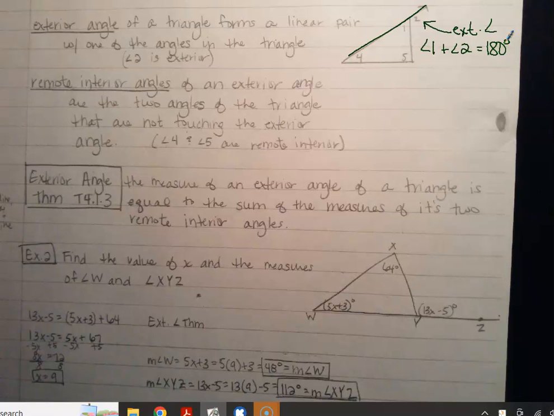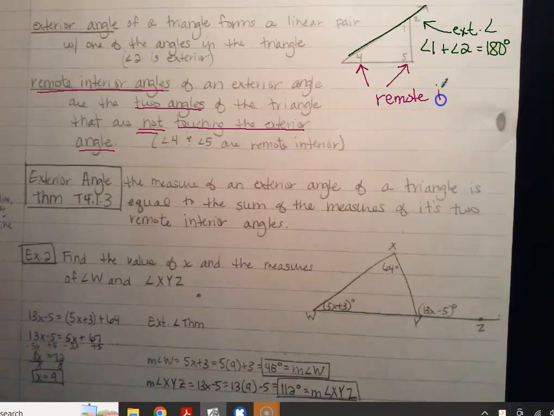Now, we also have remote interior angles. Okay, so these are in relationship to our exterior angle. The remote interior angles of an exterior angle are the 2 angles of the triangle that are not touching the exterior angle. Okay, so angle 1 touches angle 2. That's not remote. Angle 4 doesn't touch, and angle 5 doesn't touch. So 4 and 5 are called the remote interior angles.